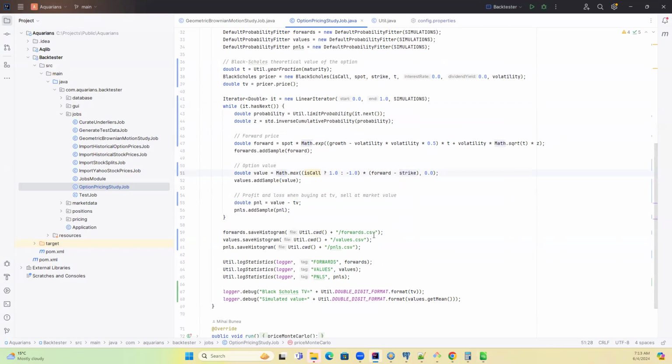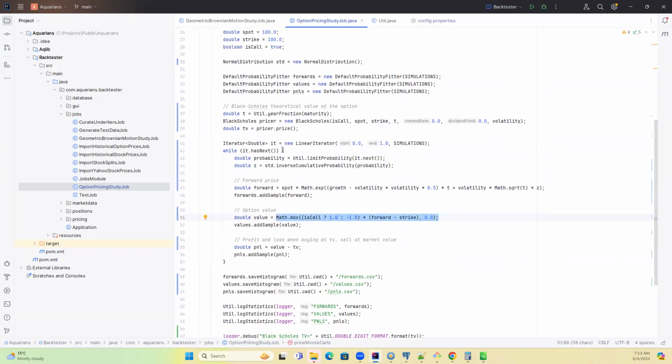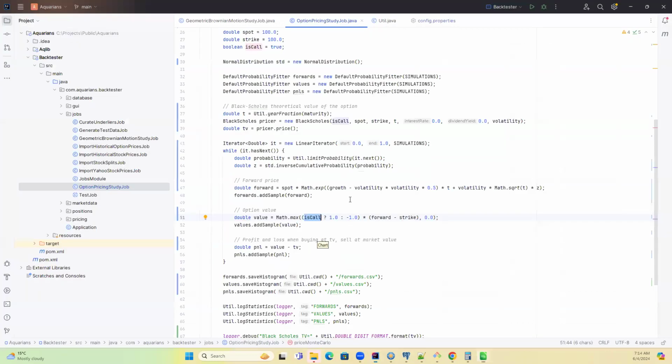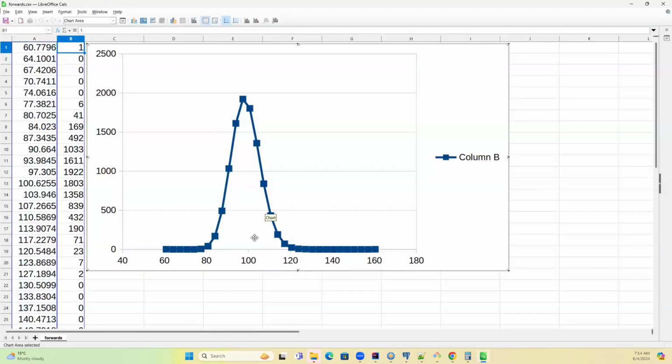This is a more elaborate formula for calculating the option price, depending on whether it's a call or a put, because there are also put options, and put options are opposite to call options. So they are worth something when the price is dropping and 0 when the price is increasing. But for now, we are just going to use a call option. Okay, so we are generating the forward prices and calculating the option value for each of the forward prices.